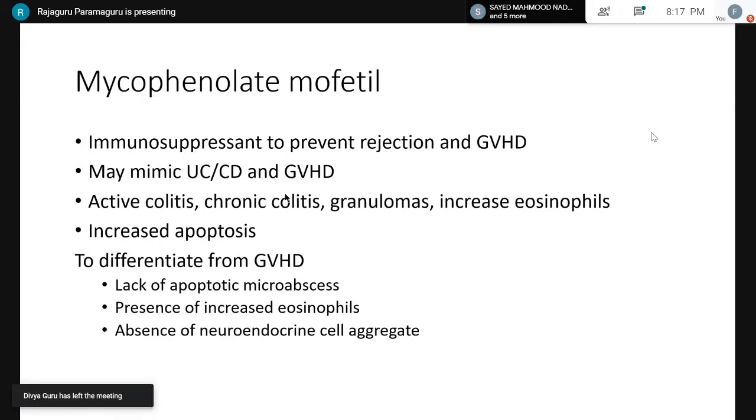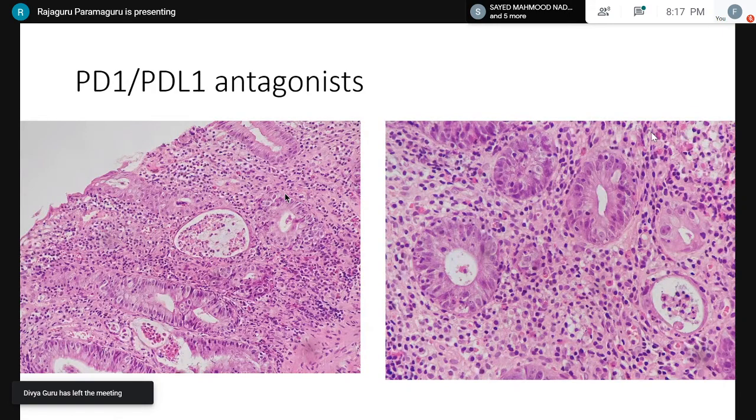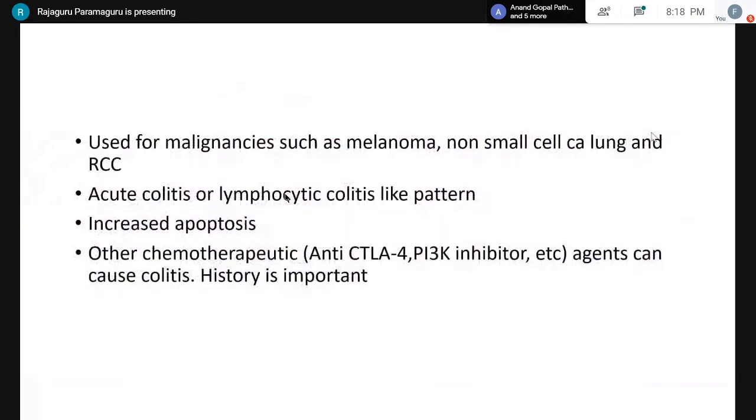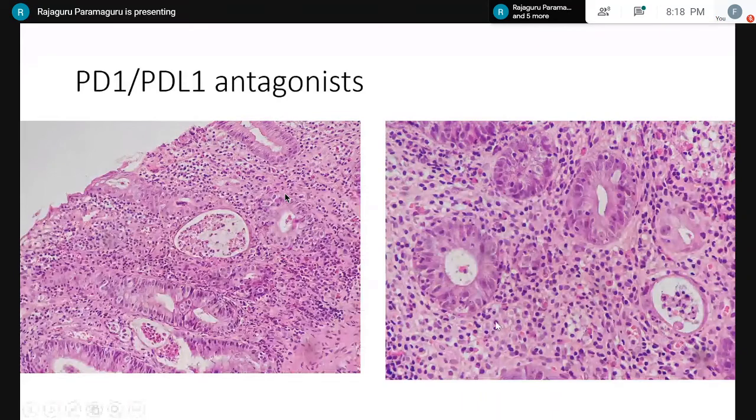The other is PD-1 and PD-L1 antagonist drug-induced colitis. This is a new drug used for treatment of various carcinomas like melanoma, non-small cell lung carcinoma, and renal cell carcinoma. It can cause acute colitis or a lymphocytic colitis-like pattern. Again, here the apoptosis is going to be increased, like what we see here. A lot of apoptosis here and here.